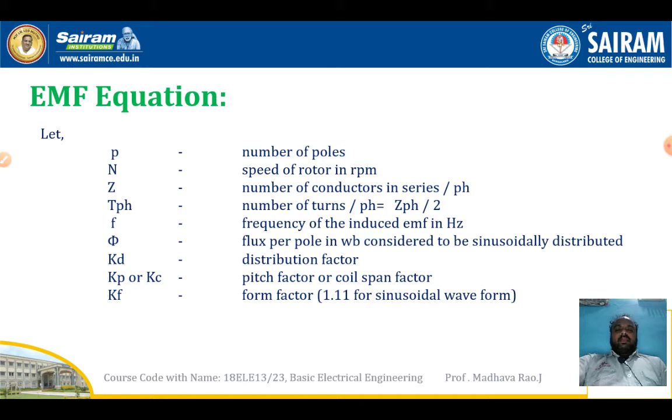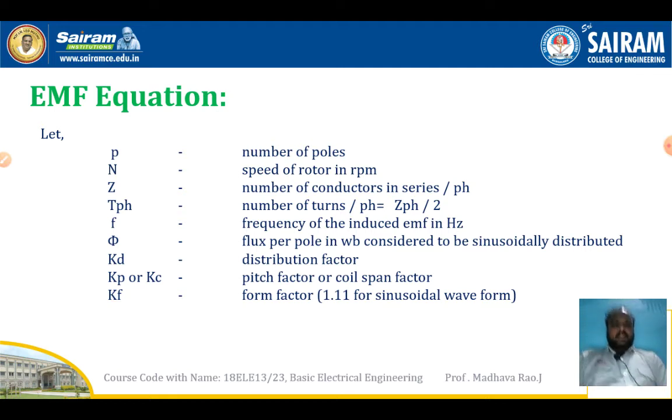Phi, flux per pole in Webers, considered to be sinusoidally distributed. And KD, KP, already we have seen in the previous video. KD is equal to distribution factor, KP is equal to pitch factor or coil span factor. KF, form factor. So form factor for a sinusoidally varying wave is always equal to 1.11, right?